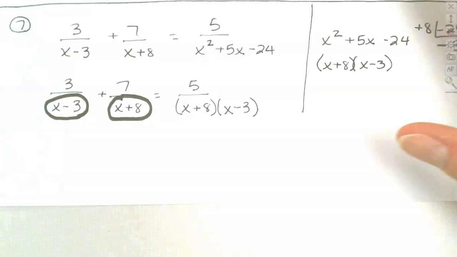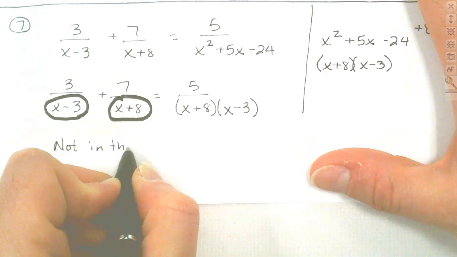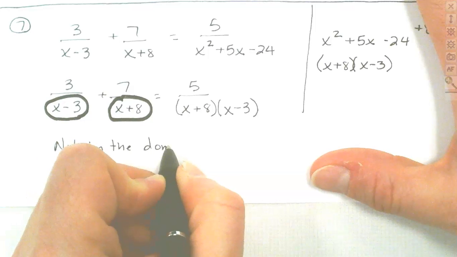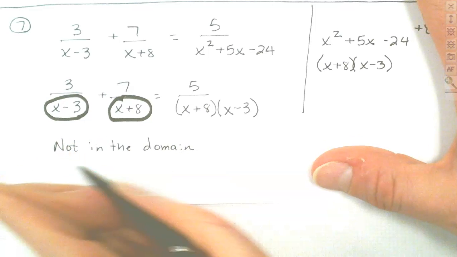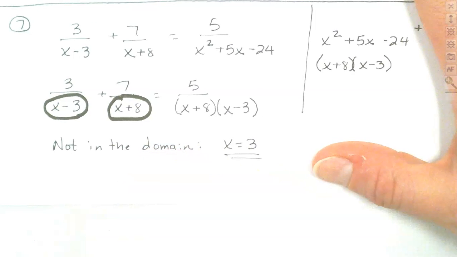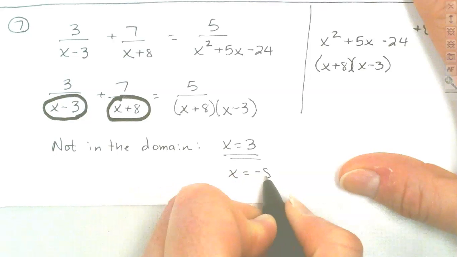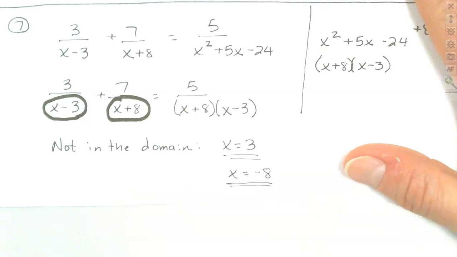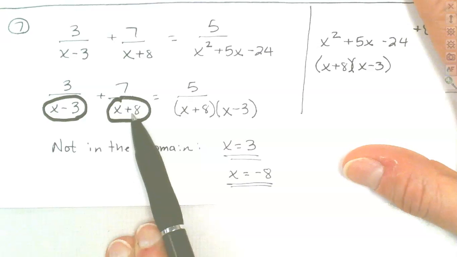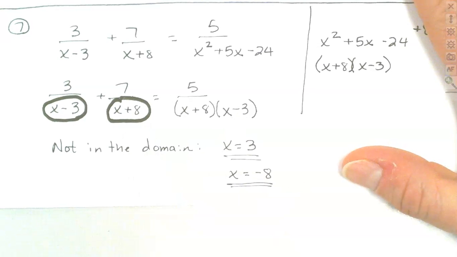Okay, so what numbers are not in the domain? The numbers that are not in the domain are x equals 3. And what else is not in the domain? x equals negative 8, right? Because negative 8 plus 8 would make it 0. Same thing with these.